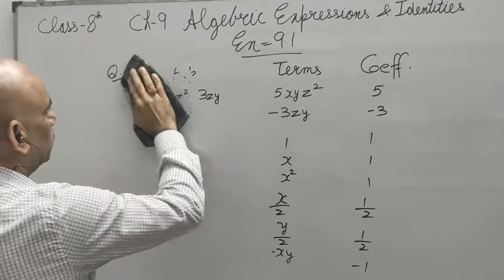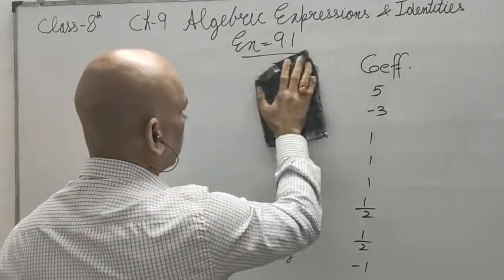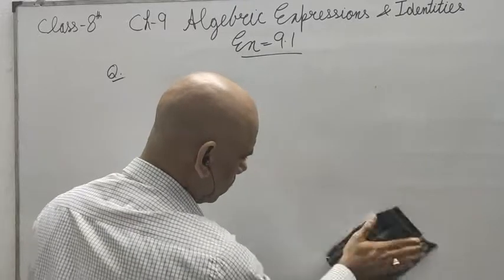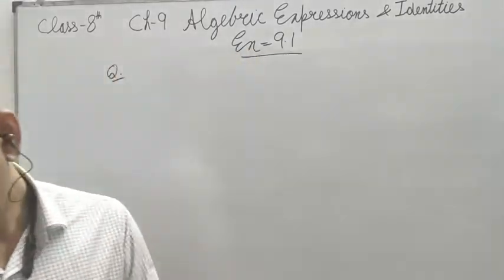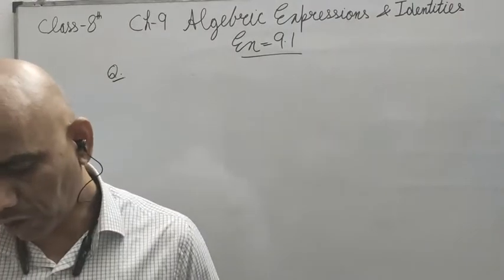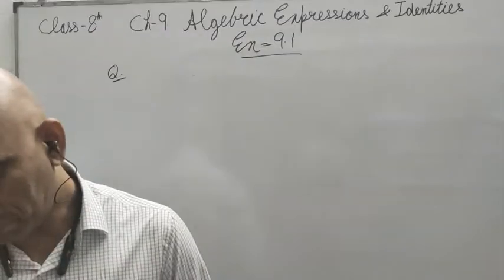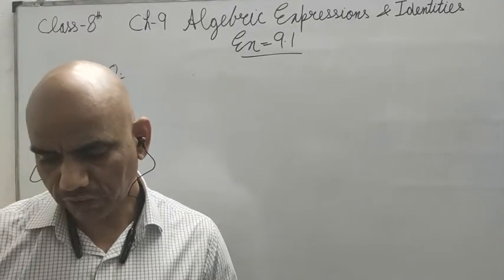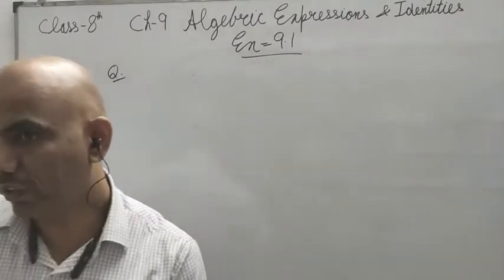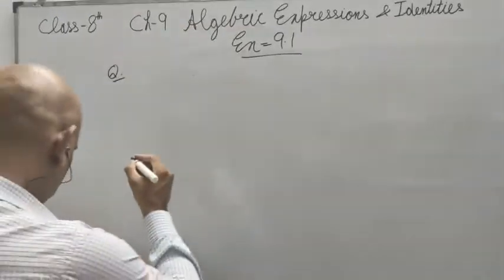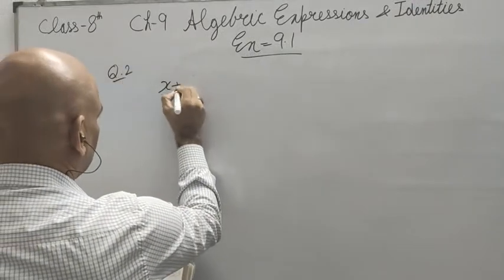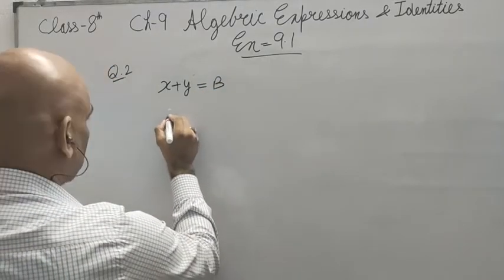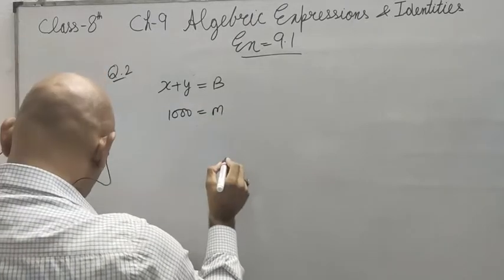Now let us see question number 2. What is question number 2 asking for? In question number 2, he has given you various expressions and he wants to classify them on the basis of number of terms. Classify the following polynomials as monomial, binomial, trinomial. Which polynomial do not fit in any of these three categories? If there is any like this, then we will look for that also. So in question number 2, the first one is x plus y. What is it? It is binomial. Then it is 1000. It is monomial.